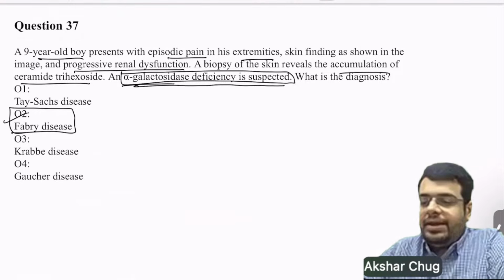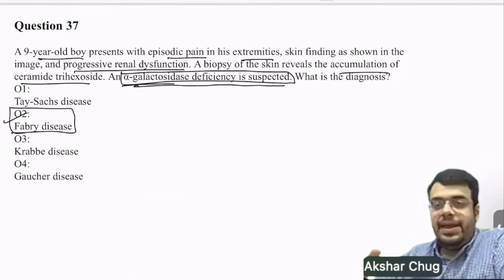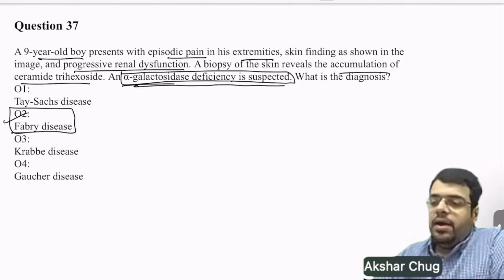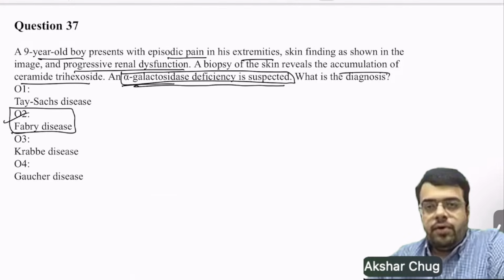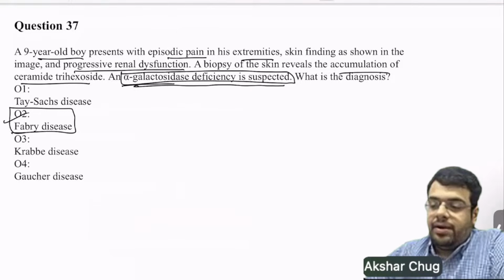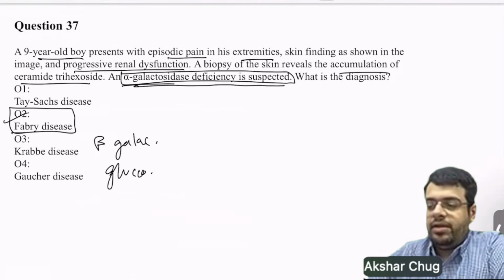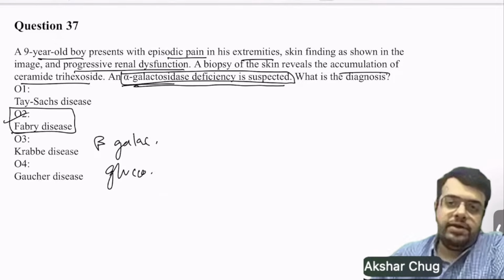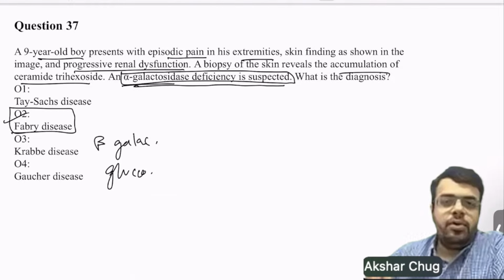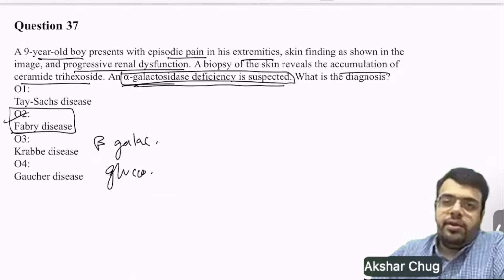In case of Tay-Sachs, we will see cherry red spots, but there would not be any hepatosplenomegaly. So none of those history is mentioned. In Krabbe disease, we will see accumulation of globoid bodies, and there would be beta-galactosidase deficiency, not alpha. In Gaucher's, again, there would be deficiency of glucocerebrosidase, and there would be a history of crumpled tissue paper appearance, fragile bones, causing Erlenmeyer flask deformity, right? So none of those is mentioned in the question.